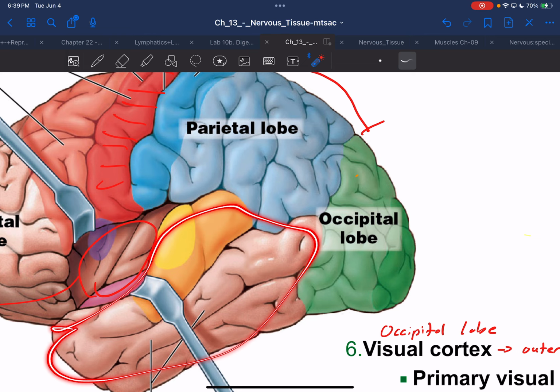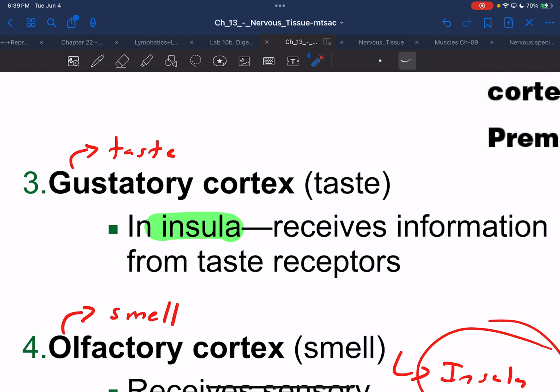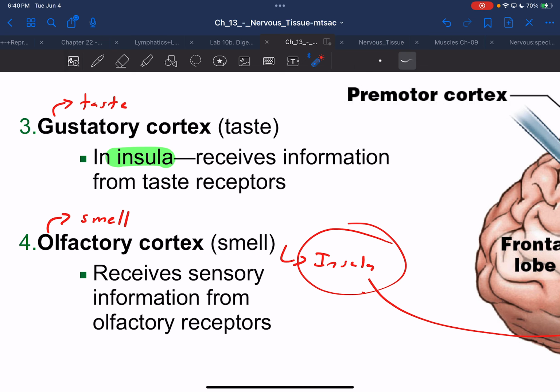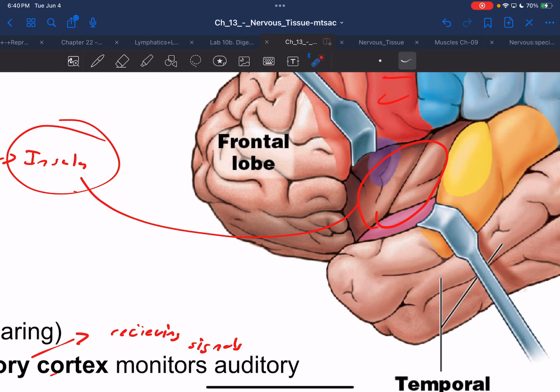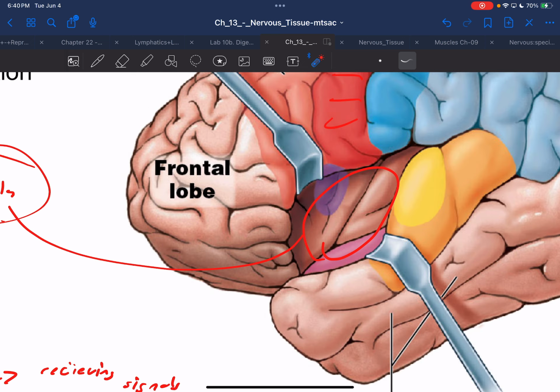Temporal for listening, auditory. Next easy ones here, gustatory, gustos, no me gusta, right? This means taste, your ability to taste things. Your insular lobe receives information of taste. Olfactory is smell. Your insula regulates smell as well. So all impulses of taste and smell go to the insular lobe, which is found in between the temporal and frontal lobes. You kind of have to move them. That's what they're showing you.